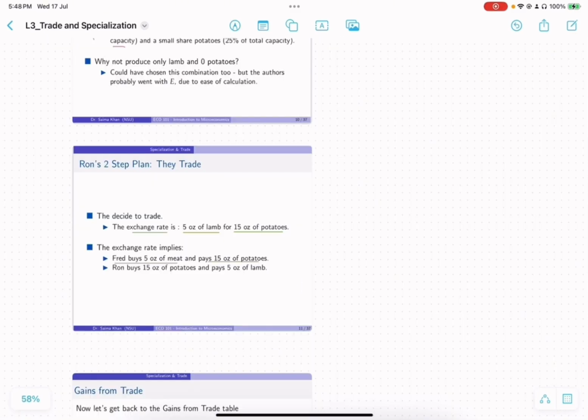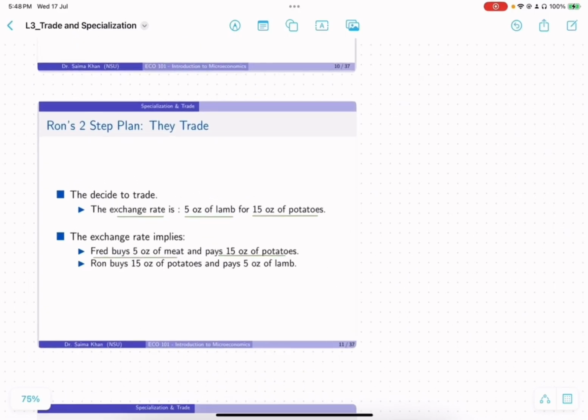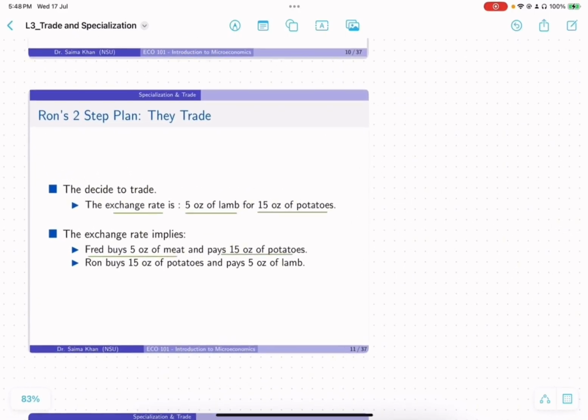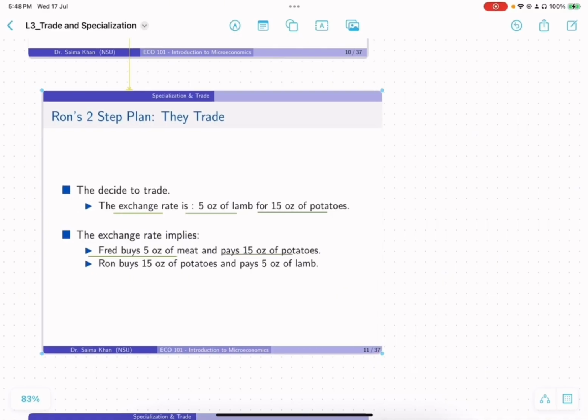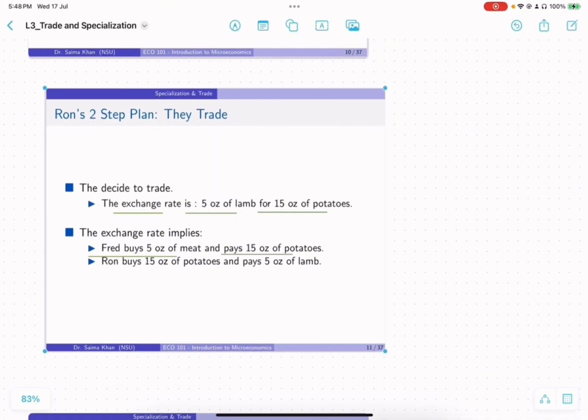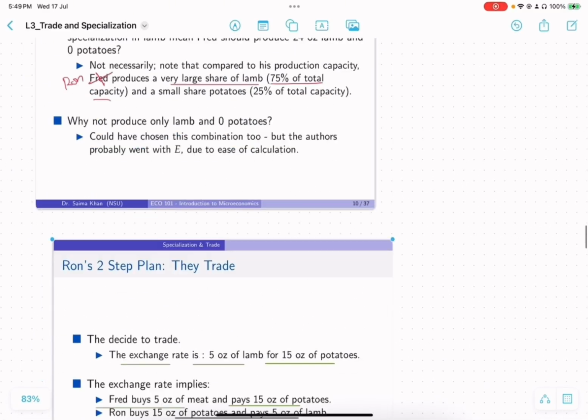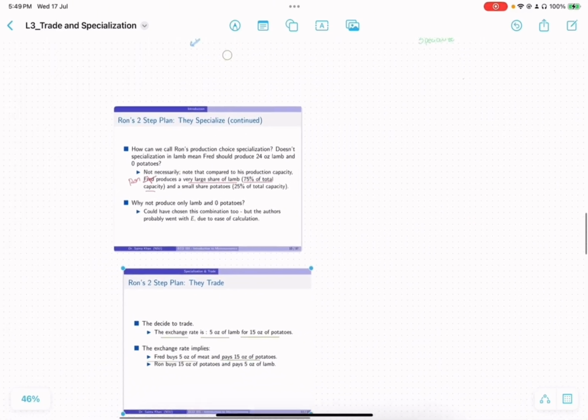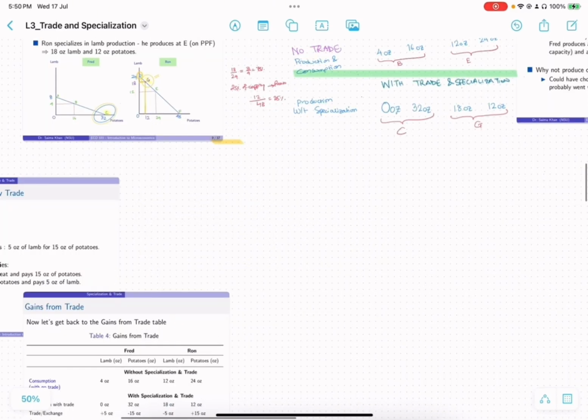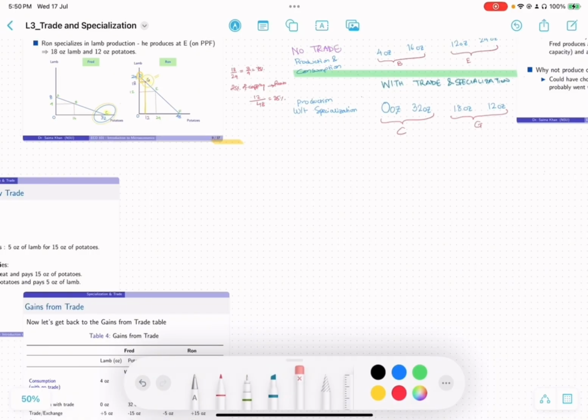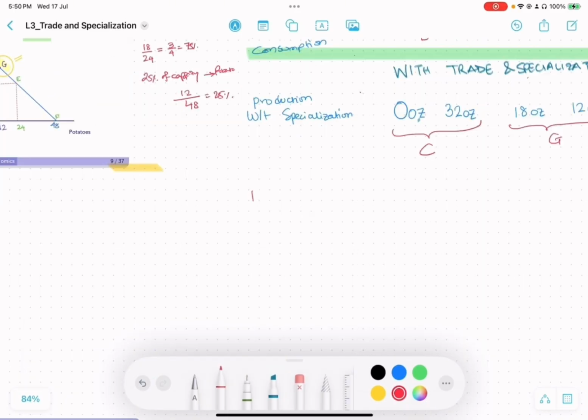Let's say that the exchange rate is 5 ounces of lamb for 15 ounces of potatoes. So when Fred is buying 5 ounces of meat, he's paying 15 ounces of potatoes. When Ron is buying 15 ounces of potatoes, he's paying 5 ounces of lamb. All right, so let's write down this trade and exchange thing. So here, let's just write down what is their exchange rate.